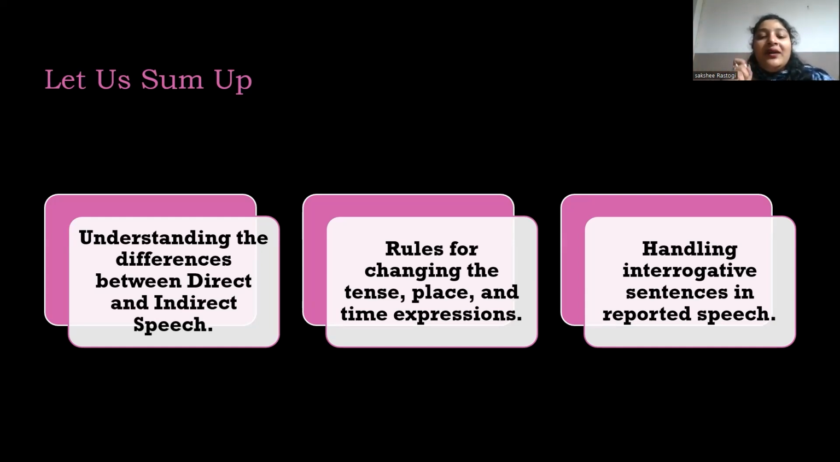Remember to adjust pronouns, tenses, and verb forms to ensure consistency and clarity in the indirect speech sentences.